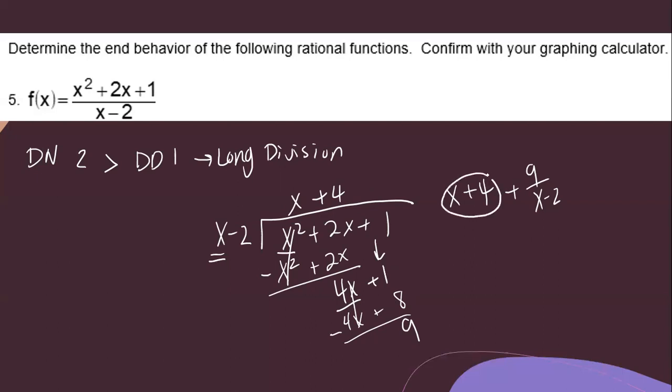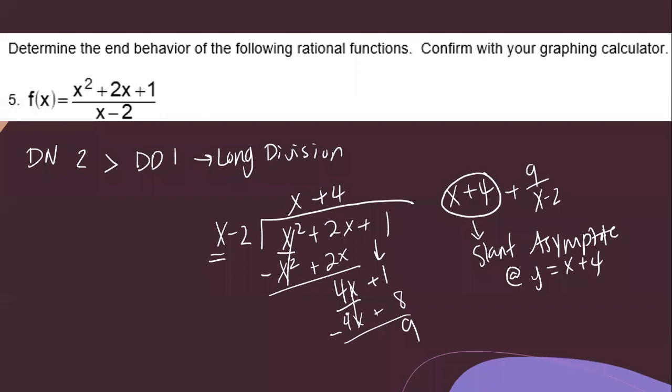So this guy right here is a what? What kind of asymptote? A slant asymptote. So we have a slant asymptote because it's a linear, at y equals x plus 4.